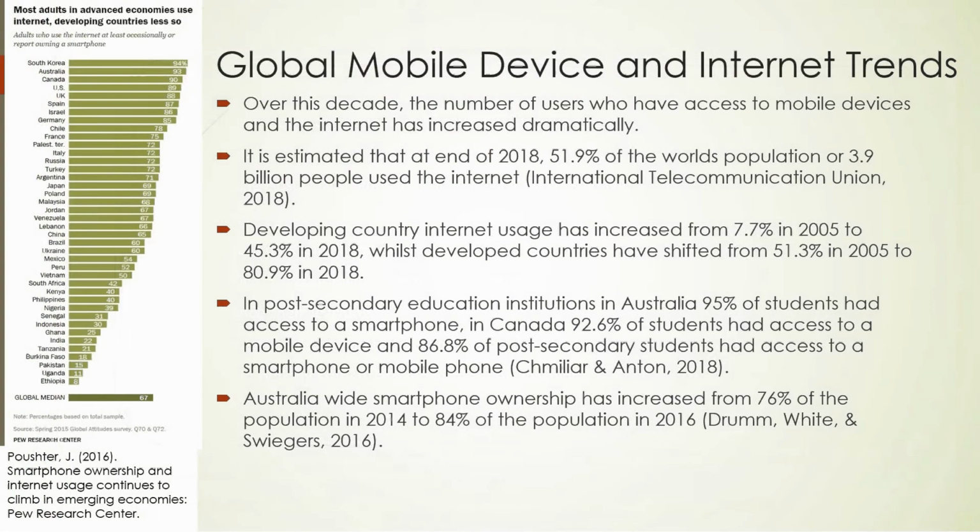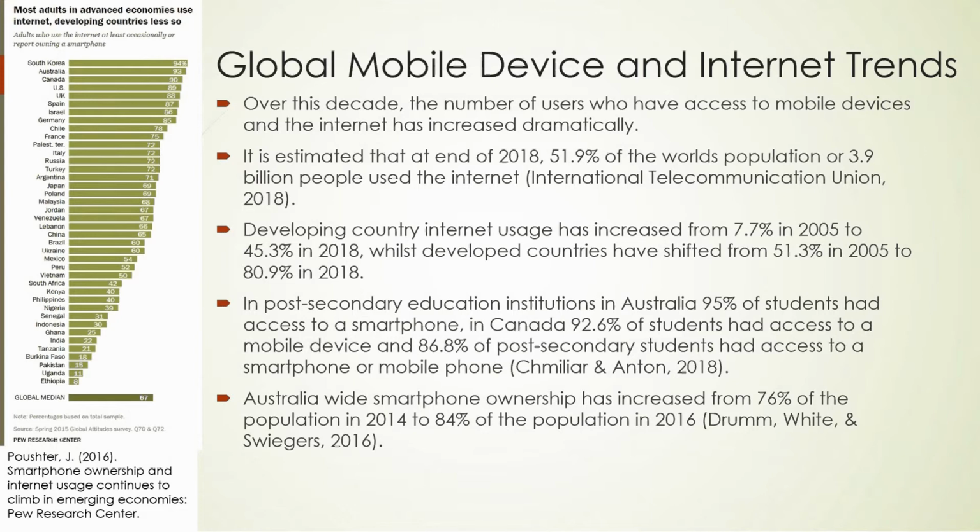Over this decade, the number of users who have access to mobile devices and the internet has increased dramatically. It is estimated that at the end of 2018, 51.9% of the world's population, or 3.9 billion people, use the internet. Developing country internet usage has increased from 7.7% in 2005 to 45.3% in 2018, whilst developed countries have shifted from 51.3% in 2005 to 80.9% in 2018.